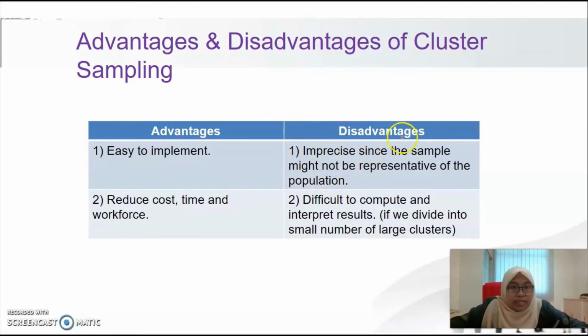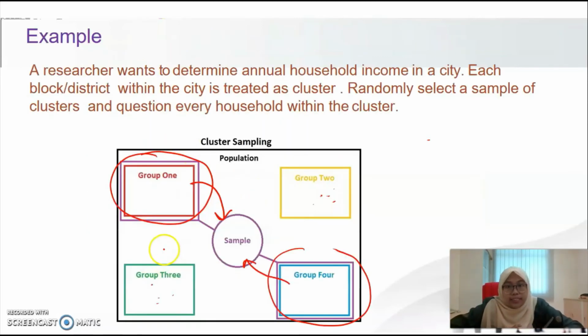Okay, but the disadvantages of this cluster sampling are, number 1, it is imprecise since the sample might not be representative of the population. Because we only choose a few clusters, not all clusters, as our sample.